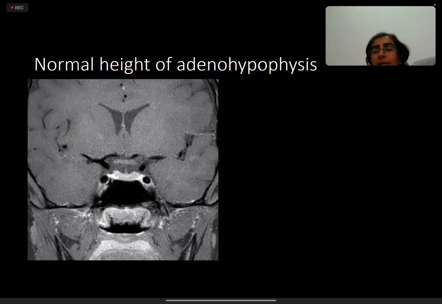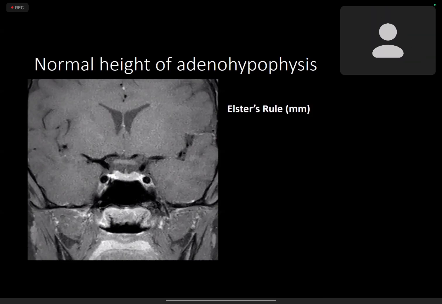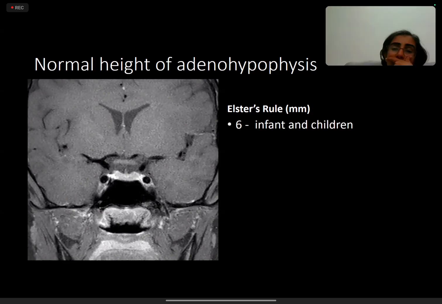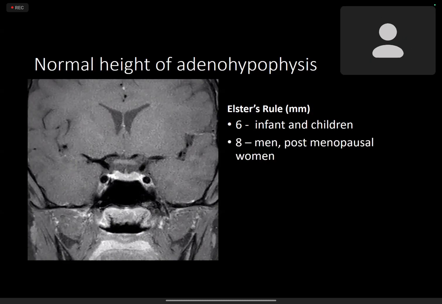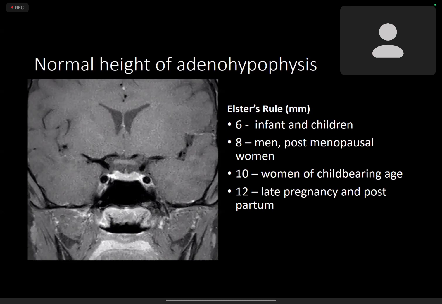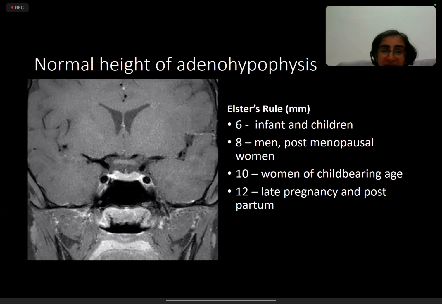Great. So, Shwaks, can you tell me the Elster's rule for the normal height of the adenohypophysis? Ma'am, the Elster's rule talks about the craniocaudal height of the adenohypophysis seen on a coronal section of the pituitary. So normally 6 mm is for infants and children. Awesome. 8 mm will be for men and women of post-menopausal age group. 10 mm for reproductive age group females, and 12 mm is the cutoff for pregnant and immediate postpartum females. Amazing. We are reading from the same textbook, looks like. Very nice.